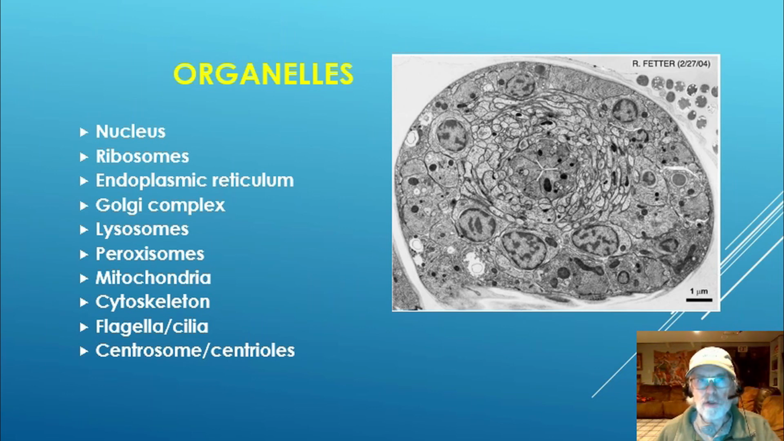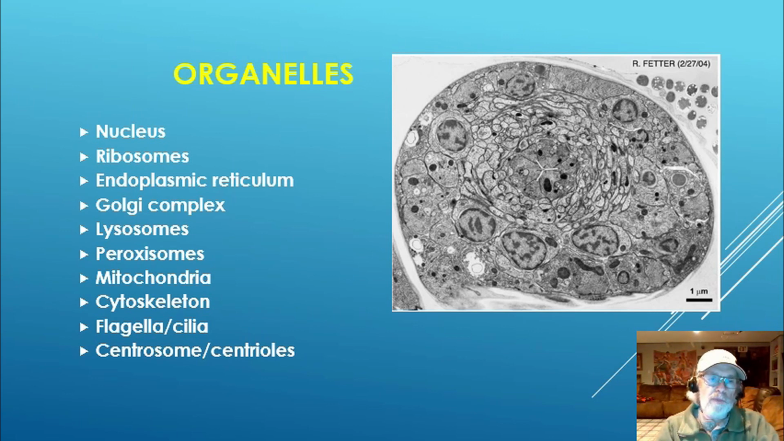Endoplasmic reticulum is sort of like a highway inside the cell. It's a series of channels and tubules inside the cell to let things get from one place to the other. Okay, and we'll talk about the difference between rough versus smooth endoplasmic reticulum in a little bit. The Golgi complex is something else we'll talk about, and we'll spend some decent time on it.